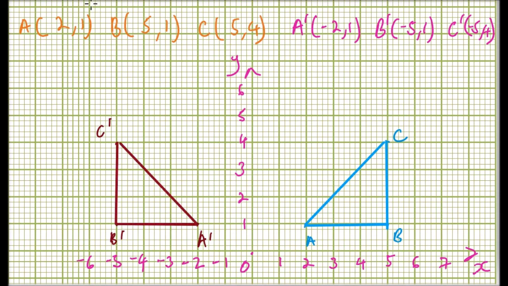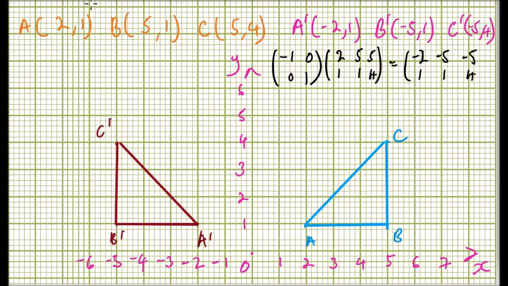So this is the image of triangle ABC, and we have obtained this triangle after multiplying the matrix (-1, 0, 0, 1) by the matrix formed by the object. We can call it the object, which is (2, 1), (5, 1), and (5, 4). We got the product matrix, which is (-2, 1), (-5, 1), and (-5, 4).